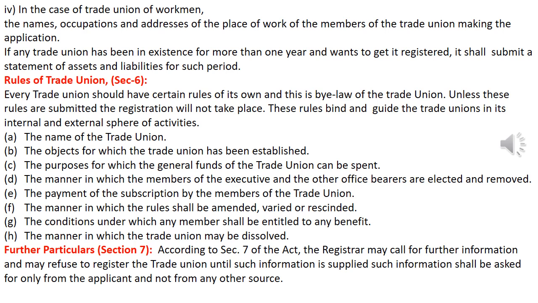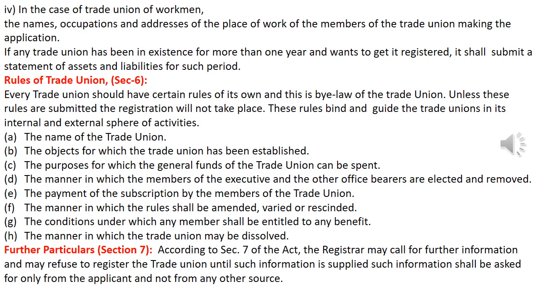So what are the rules? The name of the trade union, the objects for which the trade union has been established, the purposes for which the general funds of the trade union can be spent, the manner in which the members of the executive and the office bearers are elected and removed, the payment of the subscription by the members of the trade union, the manner in which the rules shall be amended, varied or rescinded, the conditions under which any member shall be entitled to any benefit, and the manner in which the trade union may be dissolved. All this information is under the rules of the trade union, which is mentioned in section 6. So all these rules should be submitted along with the application form. Then only the registrar will accept the application.